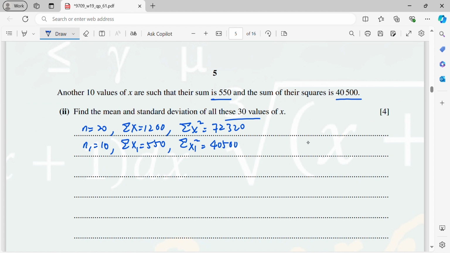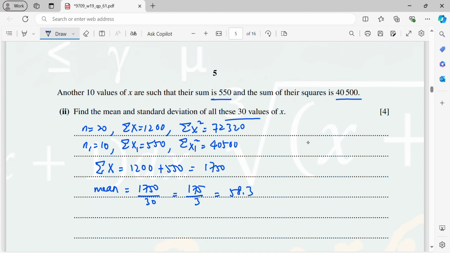So now from here, I will say my total x will be 1200 plus 550. That is going to be 1750. Okay, so now my mean equals 1750 over 30. This is going to be 175 over 3, or if you round it, that is 58.3.